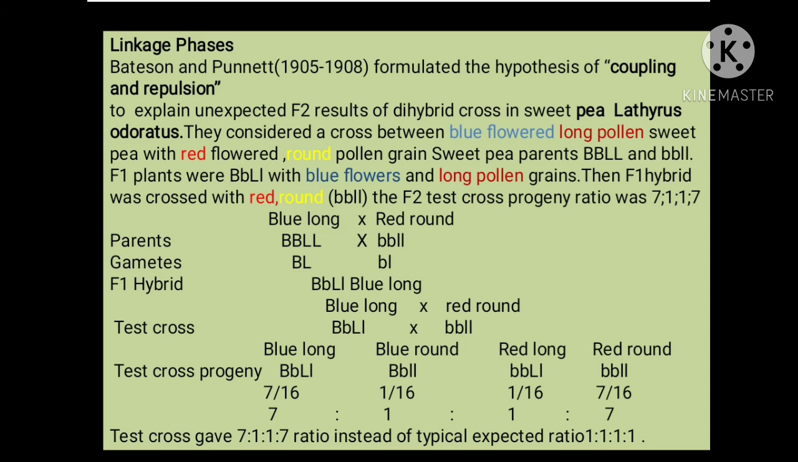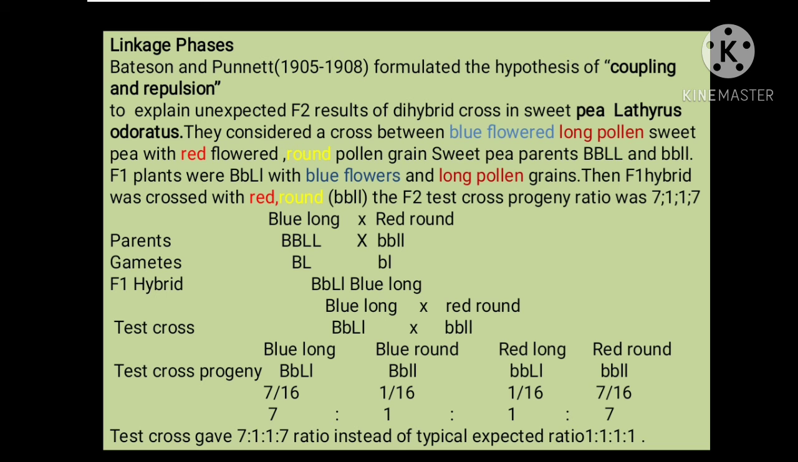After completion of linkage groups, another concept related to linkage is the linkage phases. Bateson and Punnett, in 1904 to 1908, formulated a hypothesis of coupling and repulsion to explain the unexpected F2 results of a dihybrid cross in sweet pea, that means Lathyrus odoratus.